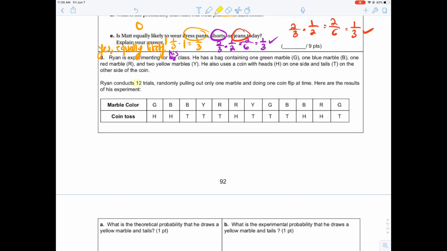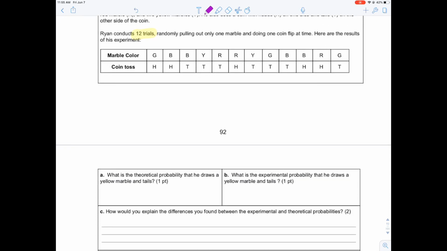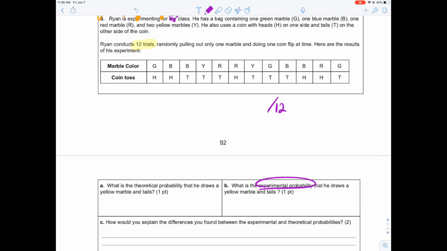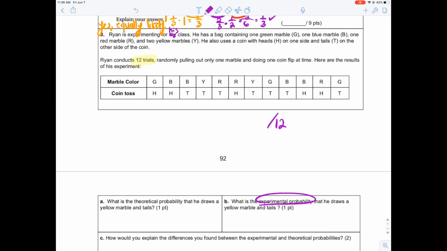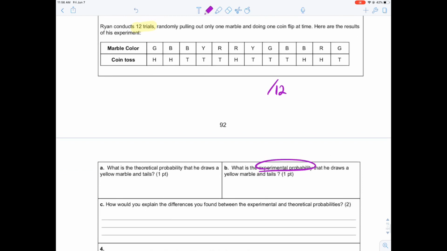So this right here is super important, because when they ask you for the experimental probability, which they do below, your denominator is going to be 12. Please do not make it 24. All right, let's take a look. So we want to find the experimental probability that he draws a yellow marble and tails. I know I'm skipping A right now. I'm going to come back to it, I promise.